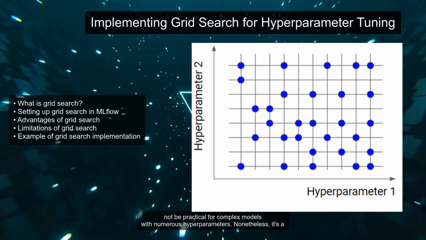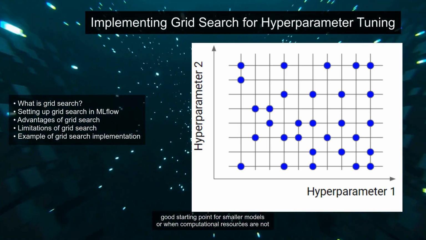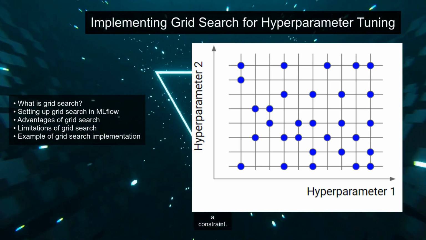While grid search is exhaustive, it might not be practical for complex models with numerous hyperparameters. Nonetheless, it's a good starting point for smaller models or when computational resources are not a constraint.